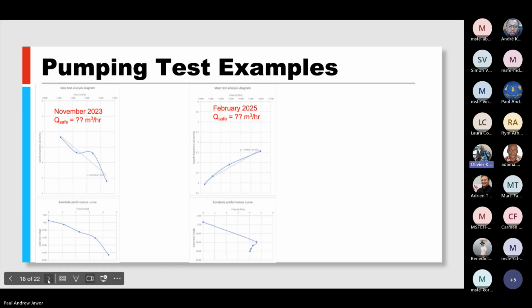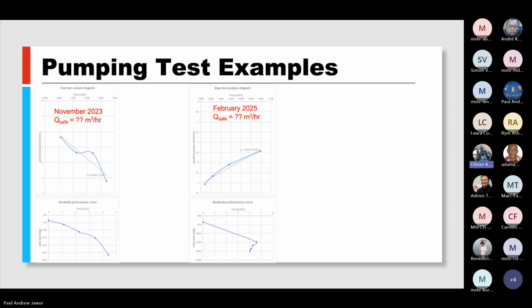Yeah, we have some examples of pumping test results that were carried out for a particular borehole. These results are for the same borehole. They were done by two different service providers, and you see the shape of their graphs, these step analysis graphs that they have plotted here.